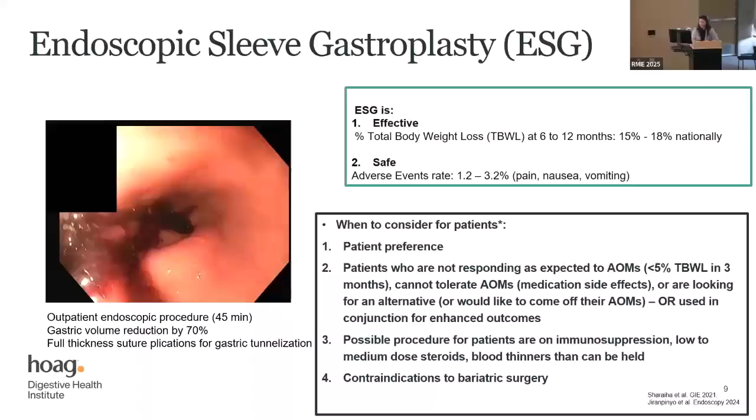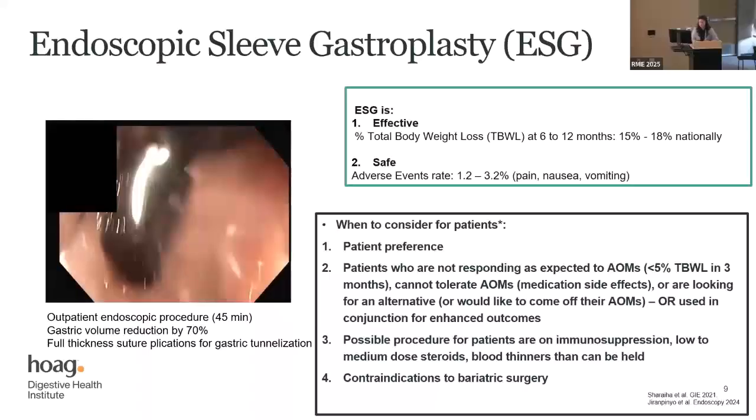So when to consider this for patients. Patient preference is a huge thing. A lot of patients are coming very interested in these procedures because it is an outpatient procedure with a 2-day recovery. Patients who are not responding to anti-obesity medications, where ineffective response is defined by less than 5% total body weight loss in 3 months. Those that cannot tolerate AOMs, mostly related to GI side effects, or are looking for an alternative to come off their AOMs.